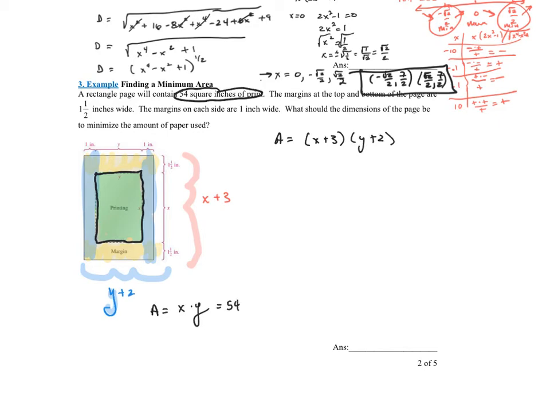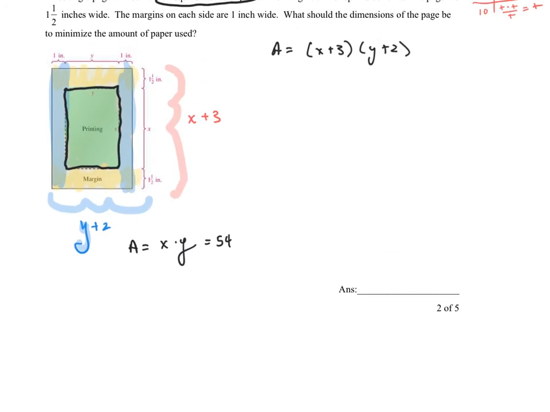So we can use this equation with the given information to solve for either of the variables. I'll solve for y because typically that's what we're used to doing. So I'll divide both sides by x, and I'll have y equals 54 over x. Again, it doesn't matter which one of those variables I solve for. It's totally up to you. But what do I do at this point in time?